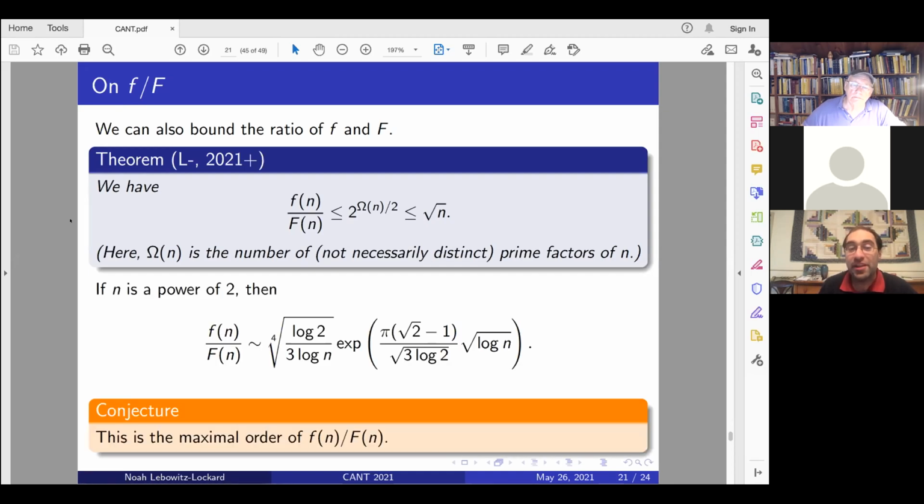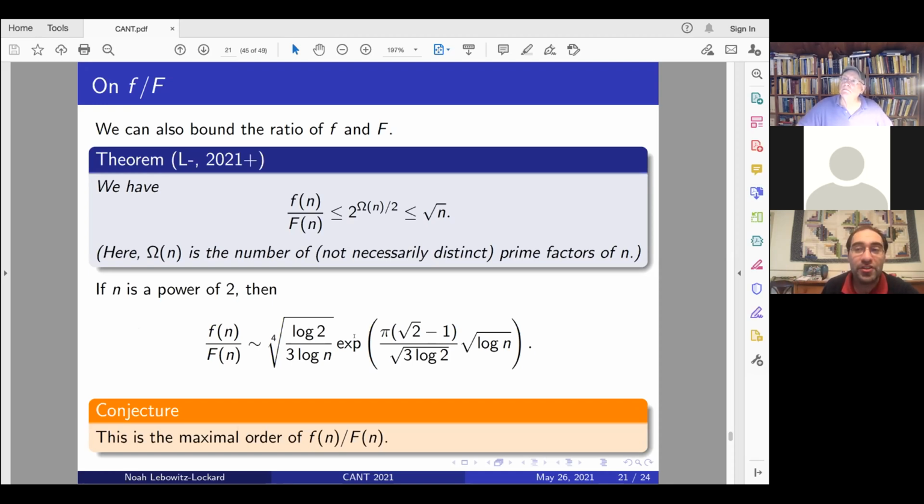One interesting case is that if n is a power of 2, we can actually just calculate what these numbers are exactly, because if n equals 2 to the k, little f of n is the number of partitions of k, big F of n is the number of partitions of k into distinct parts. So just plugging in the partition formulas that we saw at the beginning of this talk, we get this whole formula. Why do I bring this up? Because I have also conjectured that this is the maximal order of little f over big F in the long run. So the heuristic argument for this is that this is when n has as many repeated prime factors as possible. So you would expect the ratio to be especially large in this case.